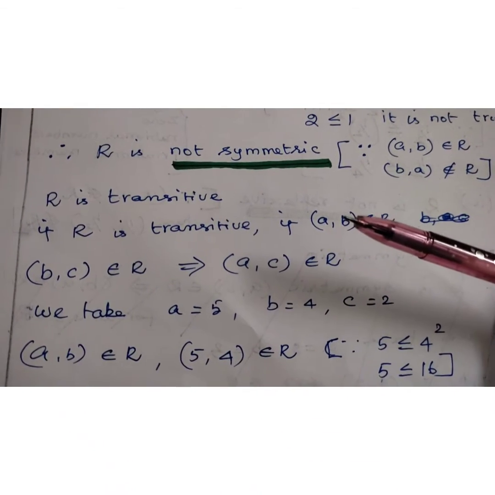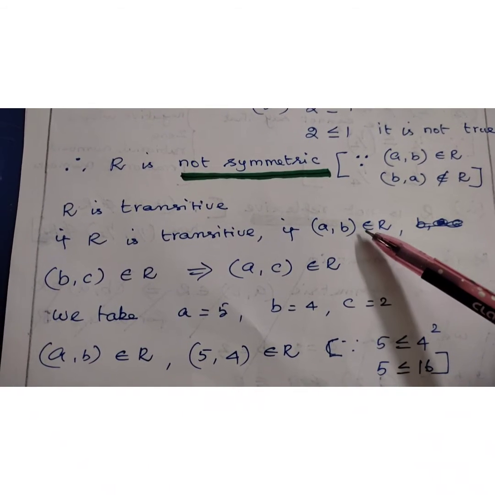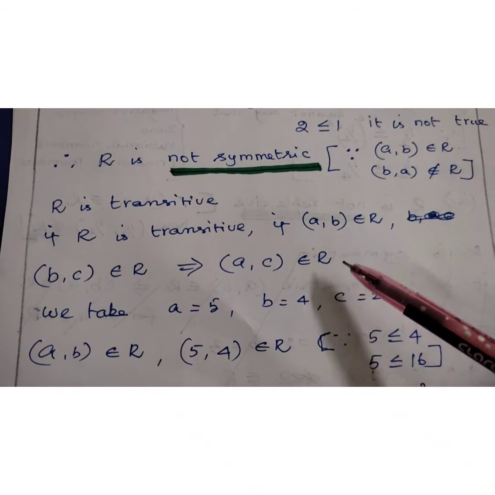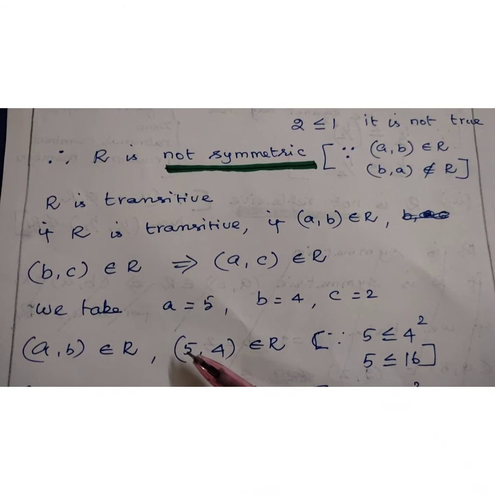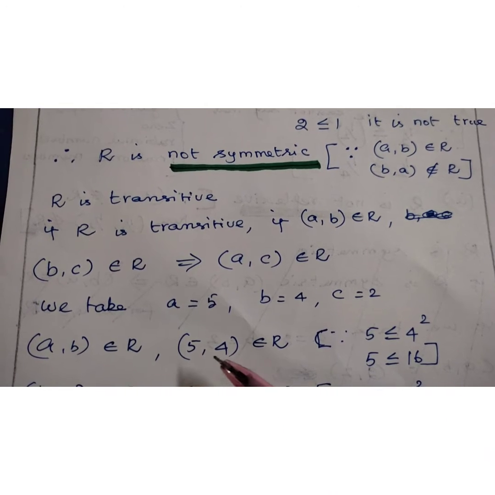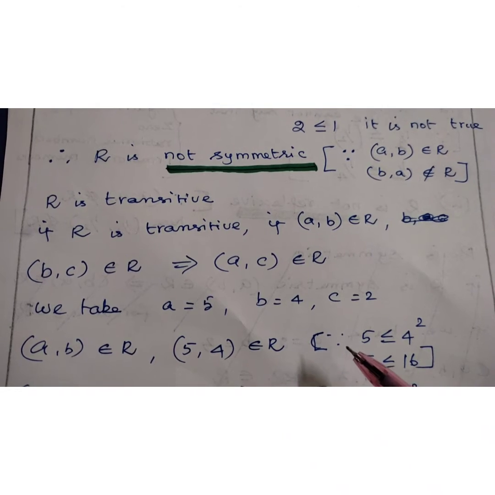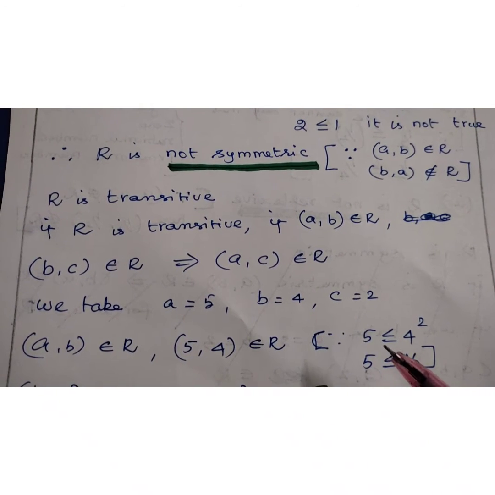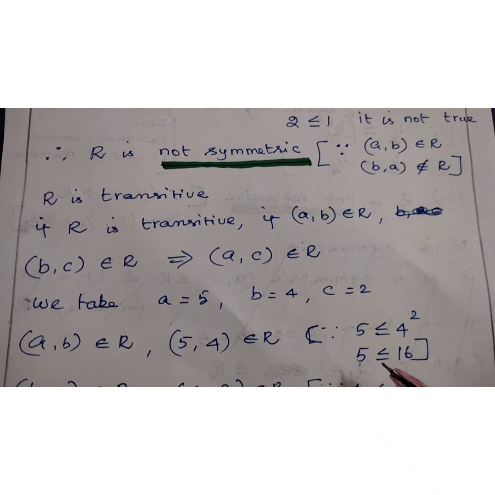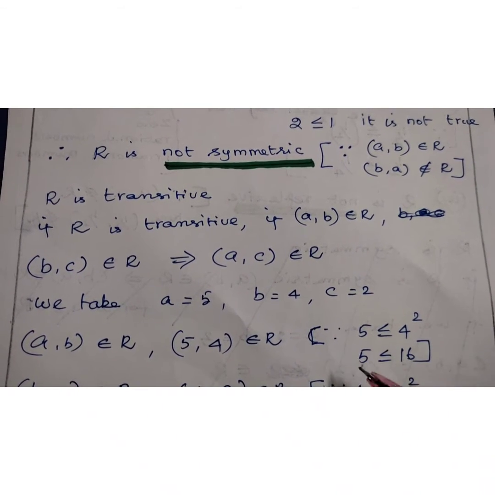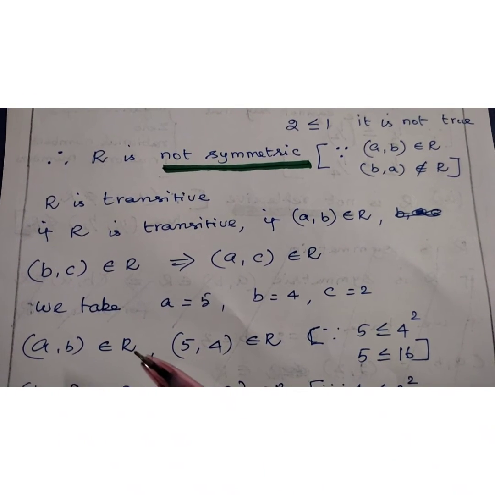Here the first condition is (A, B) belongs to R. Now (A, B) belongs to R means here we take A equal to 5, B equal to 4. That means (5, 4) belongs to R. Is it true? Yes, it is true, since from the given condition 5 is less than or equal to 4 squared, that means 5 is less than or equal to 16. This condition is true. Therefore (A, B) belongs to R.